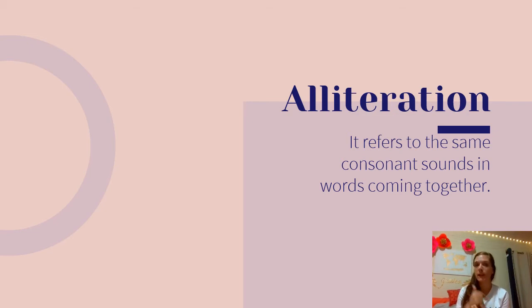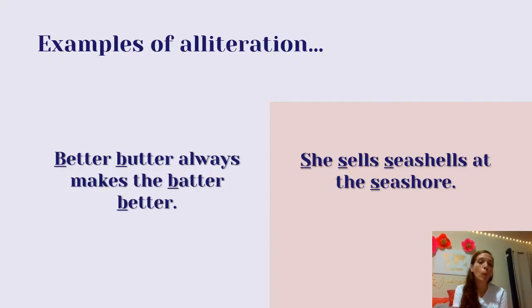Okay, I'm going to show you what I mean by alliteration. It has the same consonant sounds in words coming together. Like the beginning is all the same. You might want to put that in your notes. Like the beginning is all the same. Look what I'm talking about. Better butter always makes the batter better. Okay, it's a little saying that's fun to learn. Better butter always makes the batter better. By the way, batter is like the masa of dough or something like that. Okay, like bread or cookies.